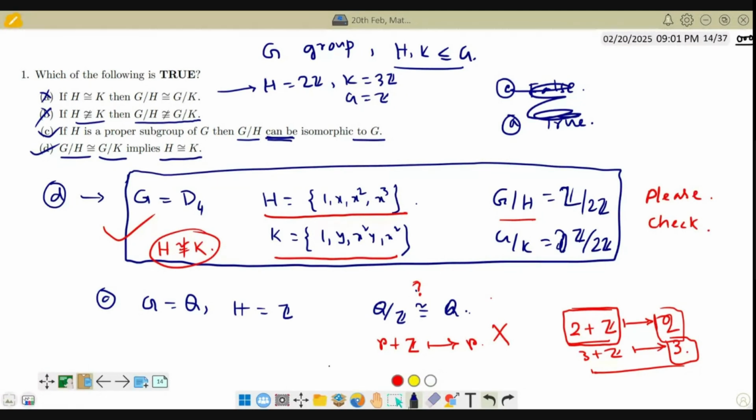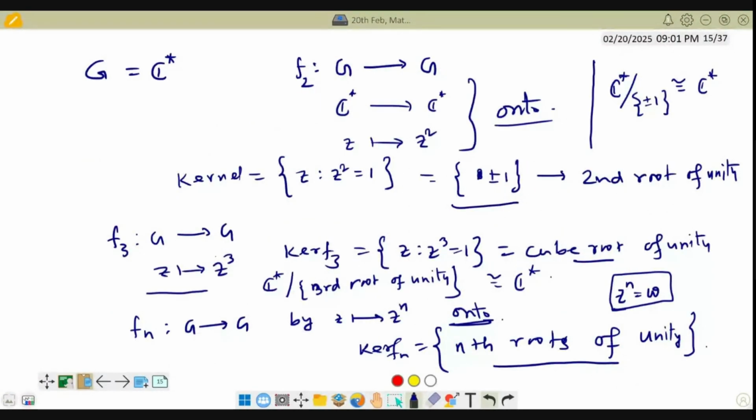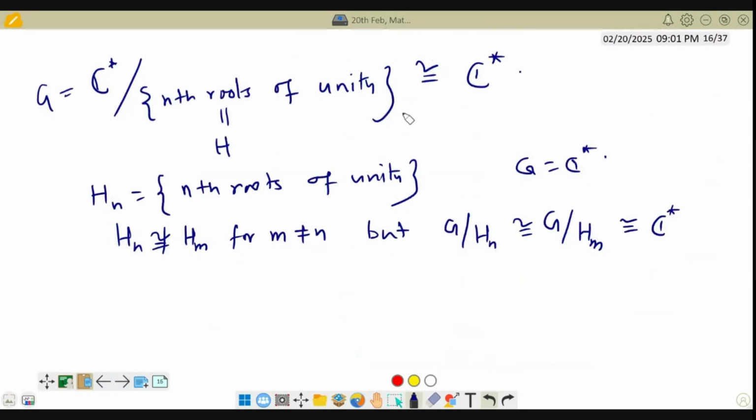Okay, sir. Sir, I have a small doubt. Yes, sure. You show the next slide, sir. Here, just look at Fn. The kernel of Fn is the nth roots of unity, right? Yes. C star mod kernel Fn is isomorphic to C star. Yes. So suppose the question is like this, this C star mod nth roots of unity is isomorphic to C star. This is given.